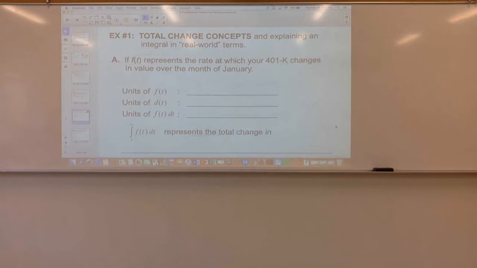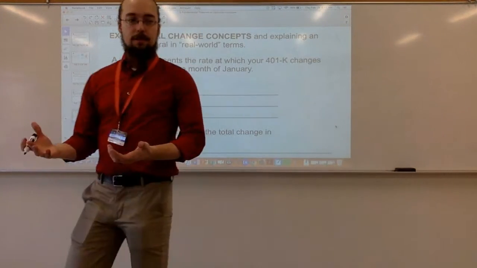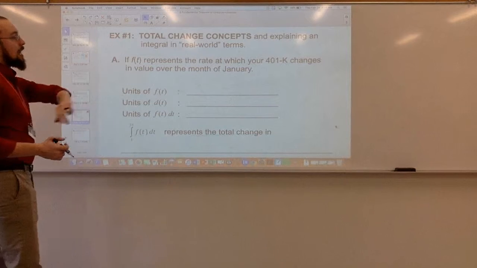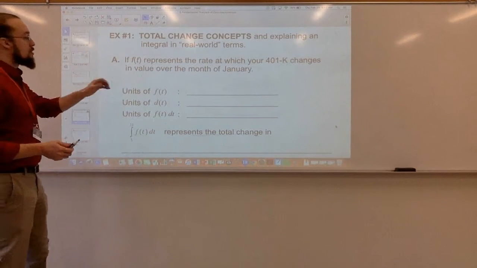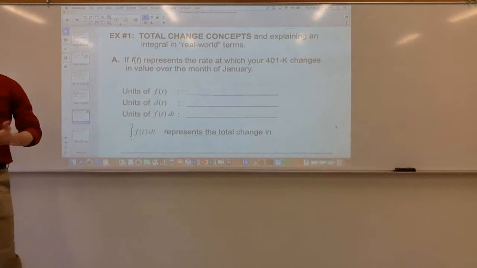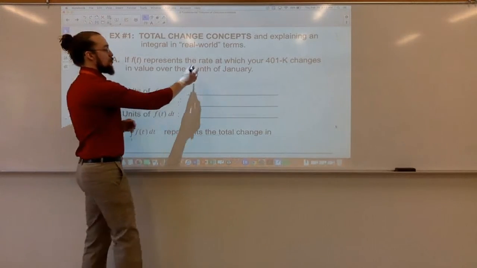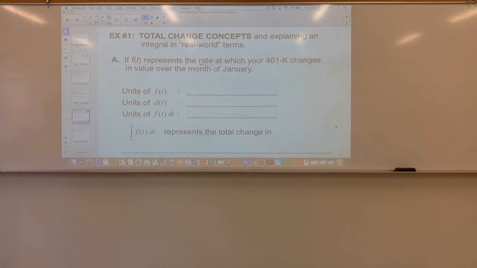Let's take a look at some word examples first, where we're not doing any math, and just decipher what each piece of an integral means. So we have some function, f of t, and it represents the rate at which your 401k changes in value over 1 month, the month of January. First we want to come up with units for each of these pieces. I'm saying that f of t is a rate function. That means it's going to be something per something.